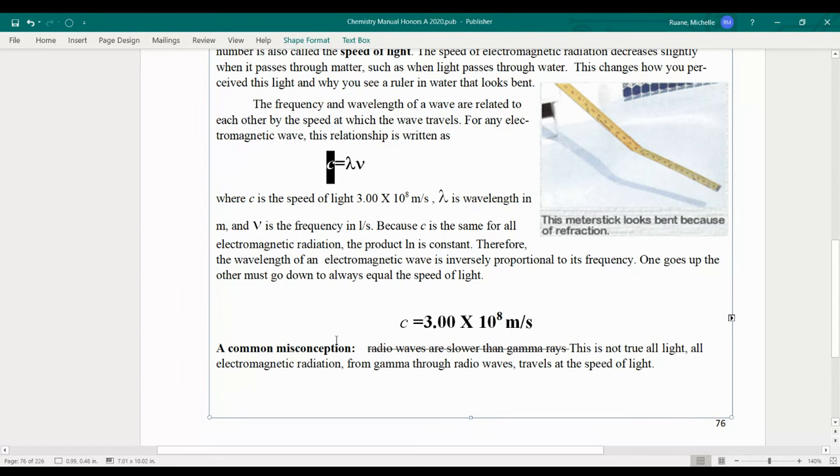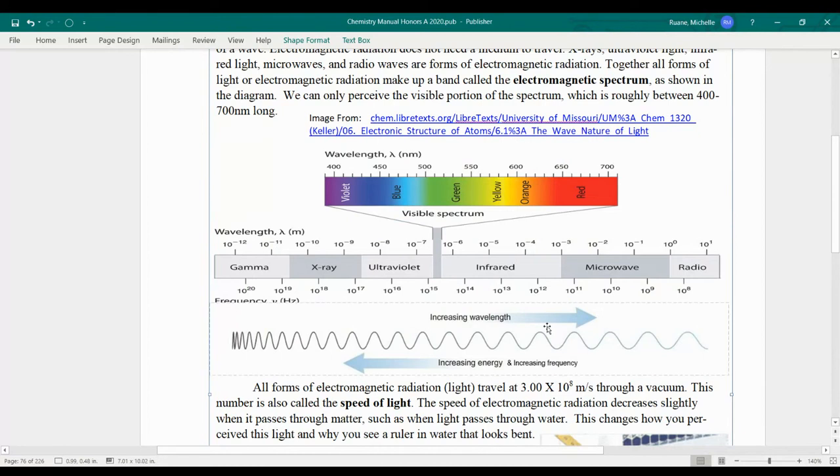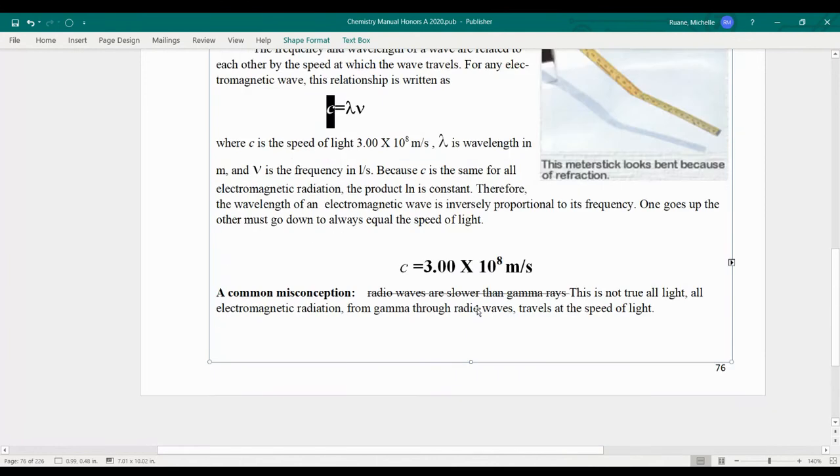Okay, again, that common misconception that radio waves are slower than gamma waves. Let's go back up here. This is not true. They all move at the same speed, which is the speed of light because they're all light. They just have different wavelengths and frequencies. Okay?